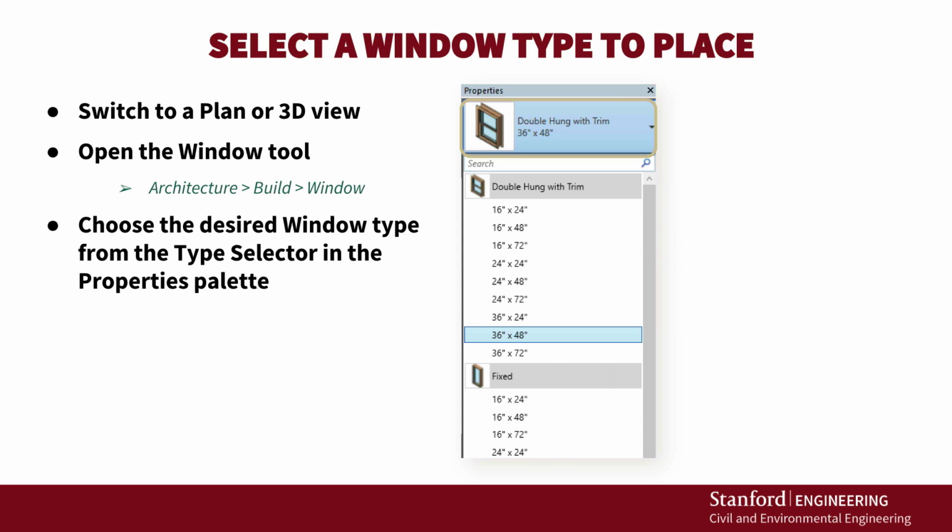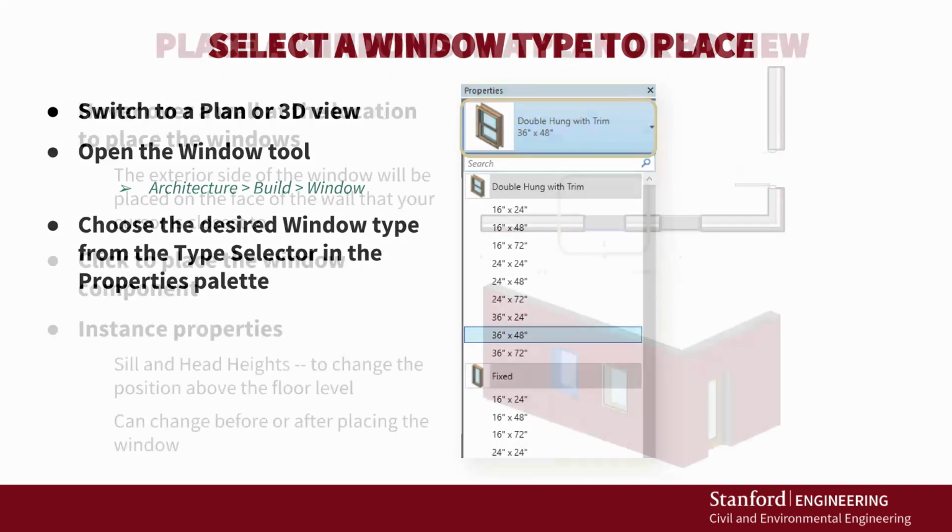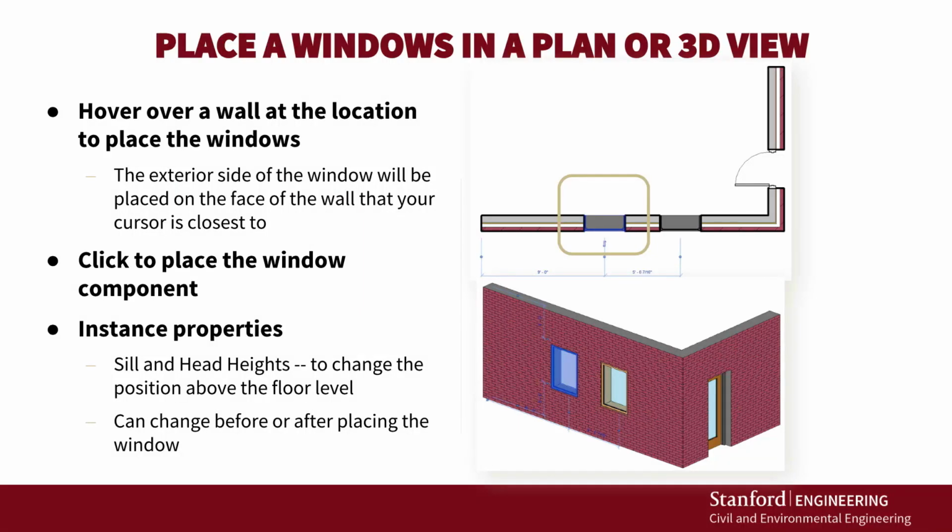And again, we'll be able to change this list later, but for now, let's choose one of the existing window sizes and types that are available. And then we'll place that window in the plan or 3D view. Again, hover over a wall at the location where you'd like to place that window.